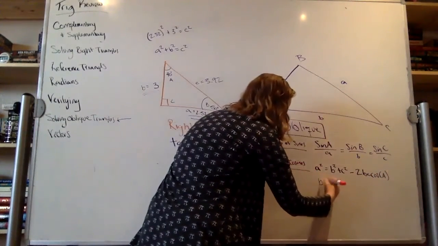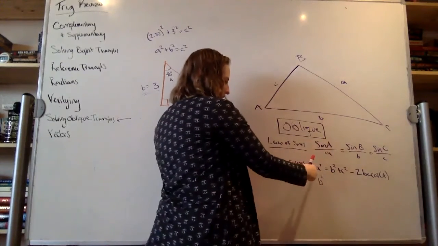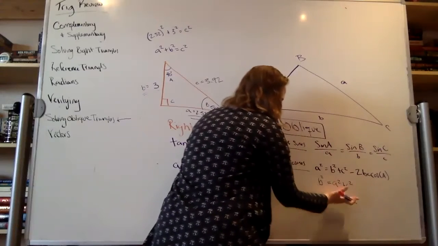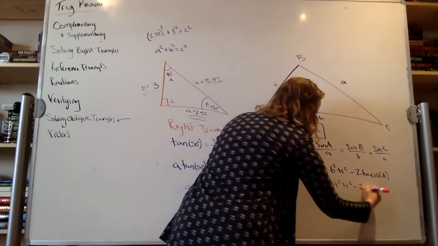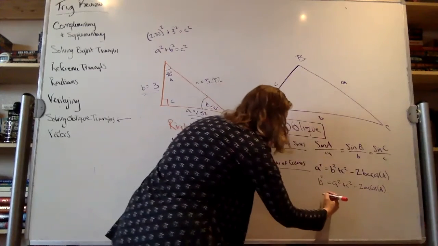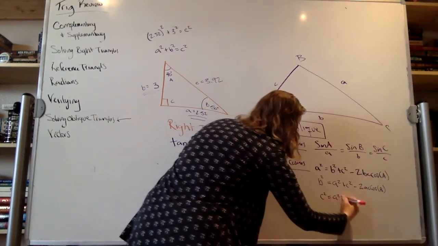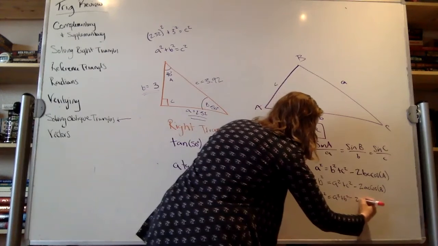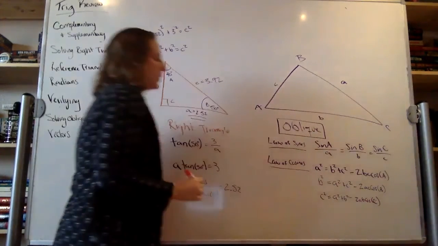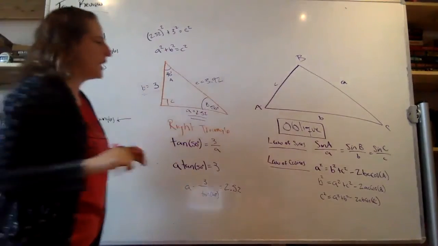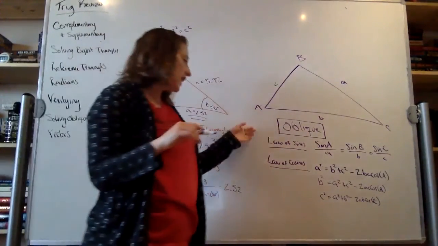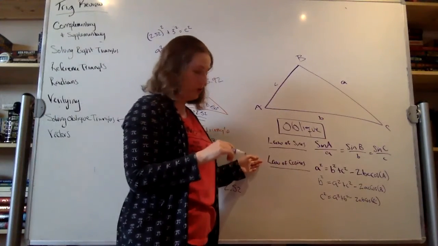Next flavor, I can switch basically where the variables are. So here I'm going to have b squared. It's going to be b squared equals a squared plus c squared. Again, this looks a lot like the Pythagorean theorem. Minus 2 times ac cosine of b. Last version, c squared equals a squared plus b squared minus 2ab cosine of c. So when we're solving oblique triangles, we're going to need to use the law of sines and the law of cosines to do so.